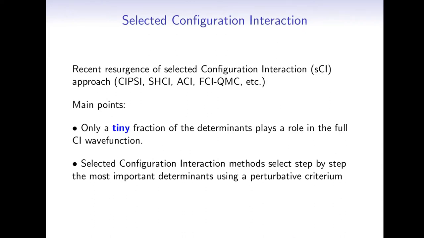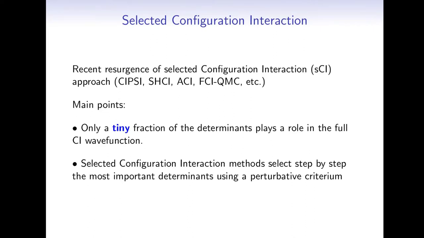Okay, so the main point of that kind of method is that we know that only a teeny fraction of the determinants plays a role in the full CI wave function. We know that. With the full CI, people are talking about the exponential growth, etc., but really, if you are able to extract the important determinants in a clever way, your energy and properties will converge quite rapidly without having to deal with the full CI space.